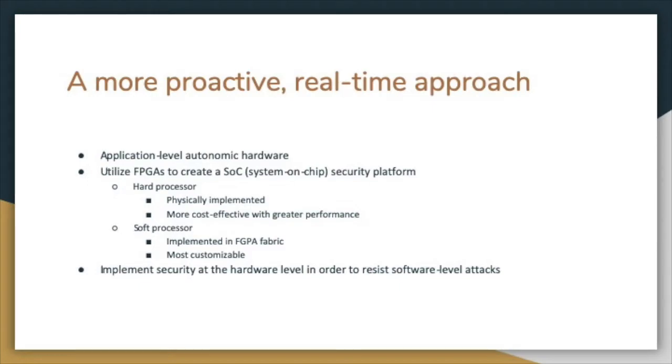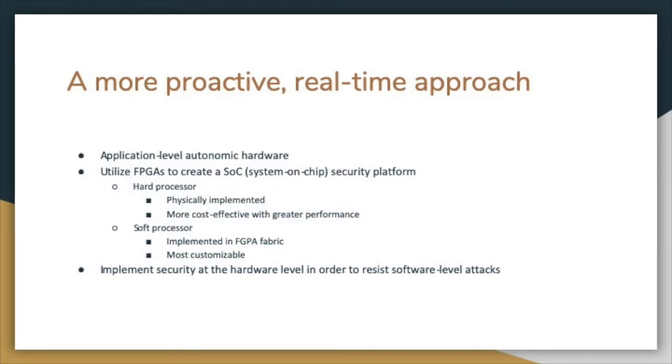The method presented in this paper, which is application-level autonomic hardware, is a much more proactive approach. It is an active defense that cannot be disabled by any MTU command or PLC software update. It utilizes FPGAs to create a system-on-chip security platform. It's transparent to the control system designer, and it can anticipate controller behavior and system state for a short period into the future.